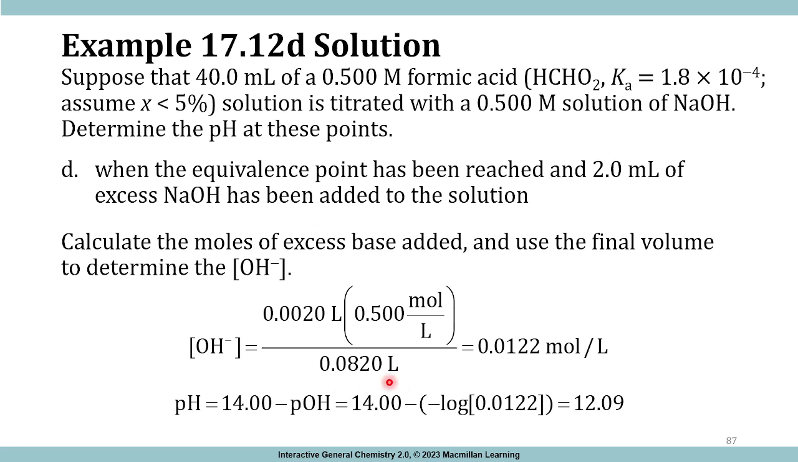When you have the concentration of OH minus, you take the negative log of that and subtract that off of 14, don't you? That gives us the pH. And so our pH is 12.09. That makes sense. We just added excess strong base, didn't we? So our pH is quite a bit larger. This is that very drastic rise off the equivalence point, by the way. That's what we're seeing here.